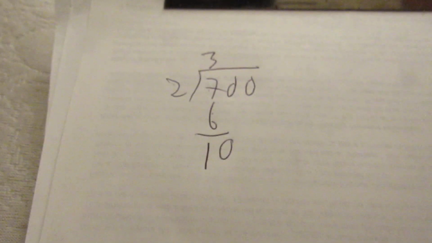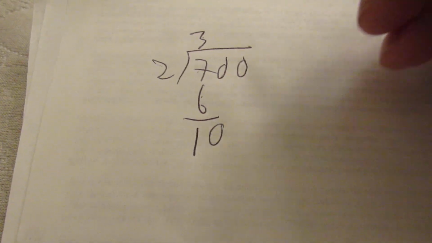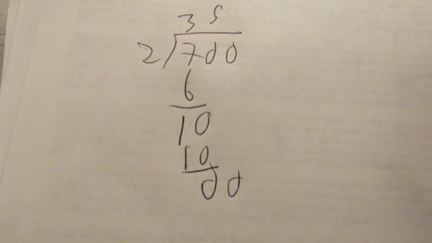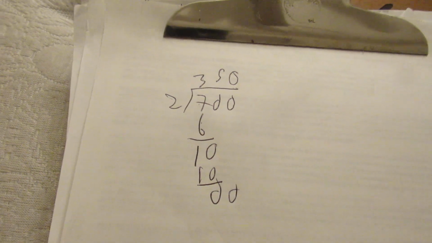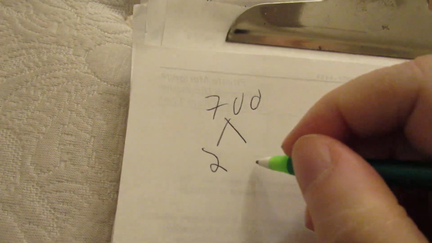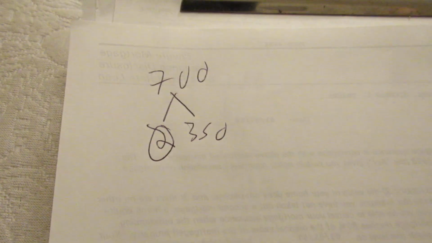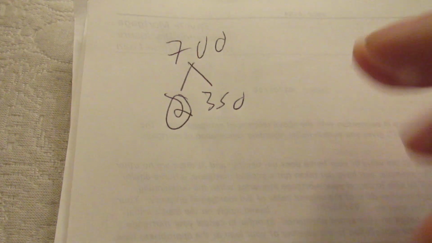2 goes into 10 5 times. So we're going to have 5. 5 times 2 is 10. Subtract and get 0. Bring down the 0. 2 goes into 0 0 times. So it's going to be 2 times 350. I'm going to go ahead now and circle the 2 because that's the prime number.